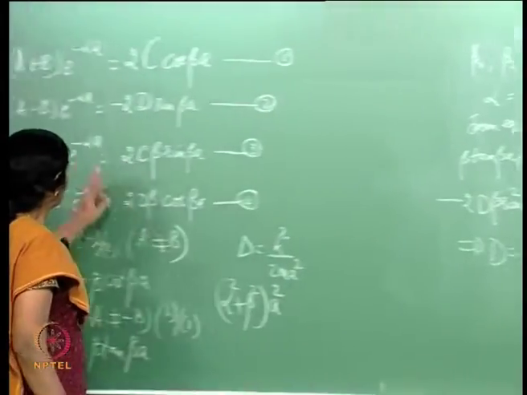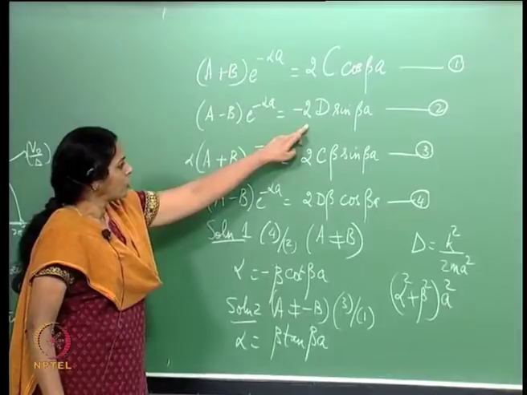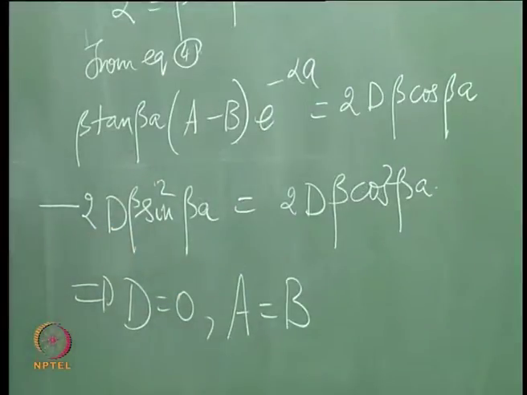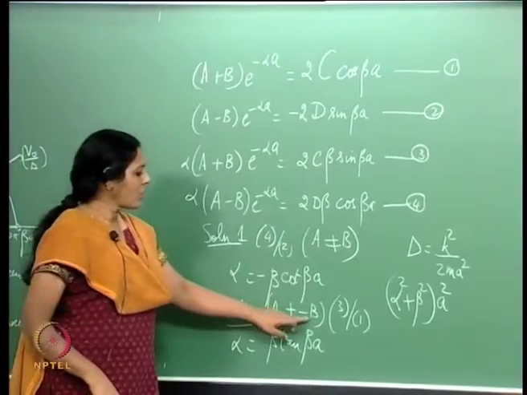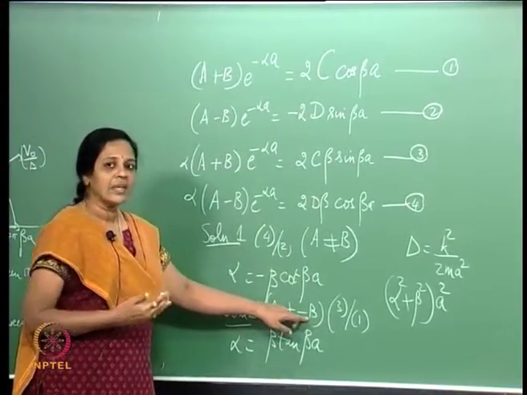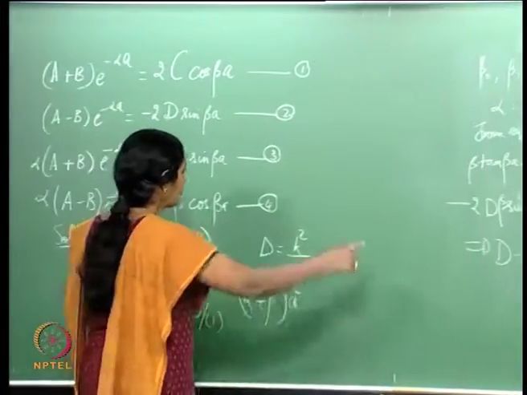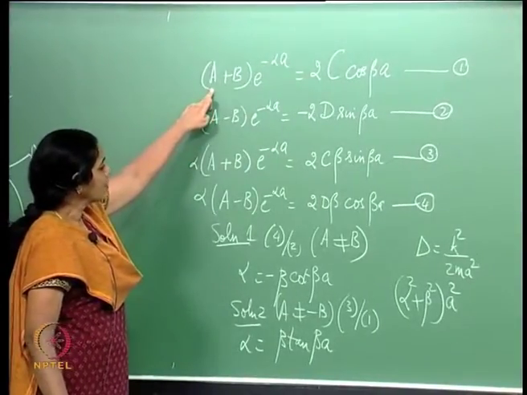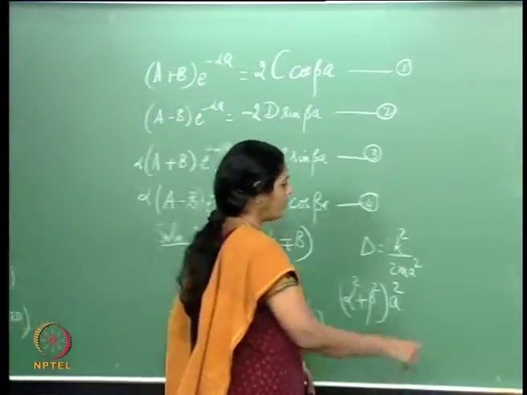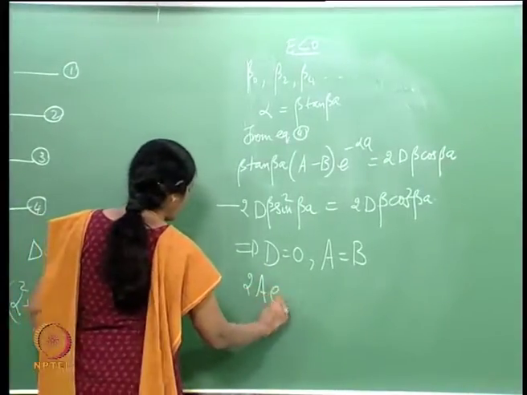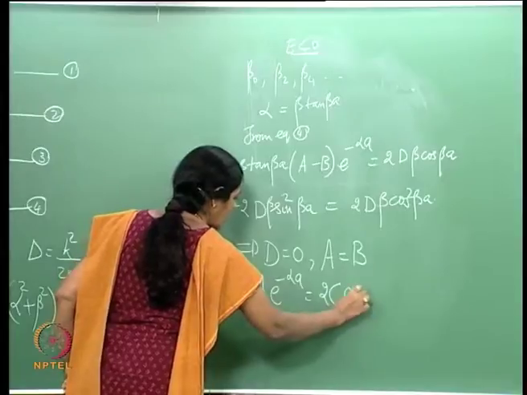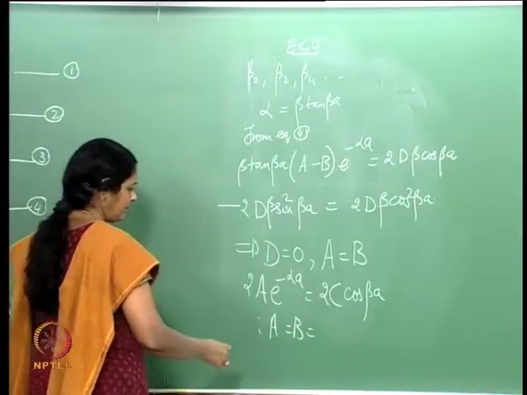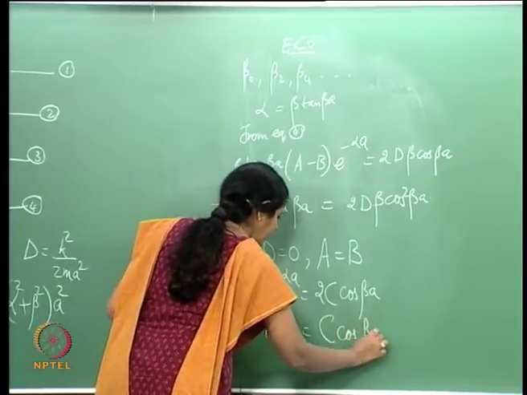So, going back to these equations, if d is equal to 0 from equation 2, I know that A is equal to B. I started off by saying that A was not equal to minus B, that is okay. We have just now seen that A is equal to B. So, if A is equal to B and D is equal to 0, I can find A in terms of C. So, that tells me that 2A e to the minus alpha A from equation 1 is 2C cos beta A, and therefore, A itself, which is also equal to B, is C cos beta A e to the alpha A.